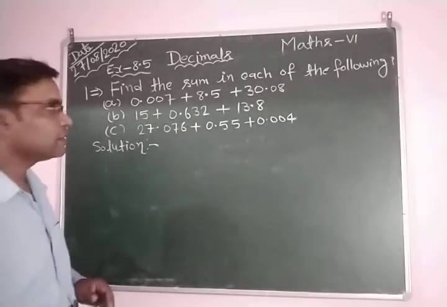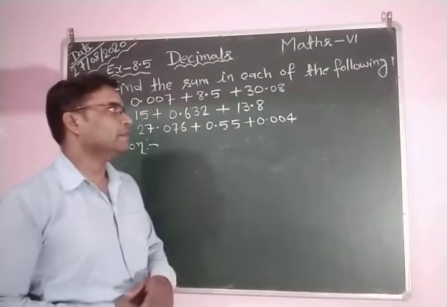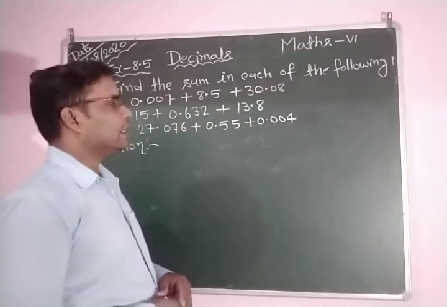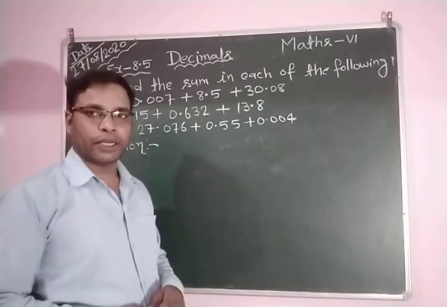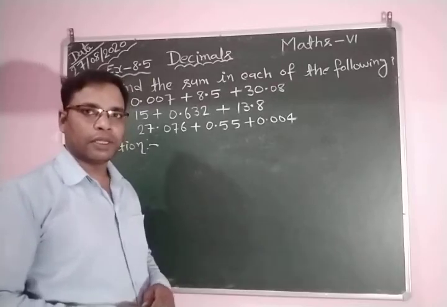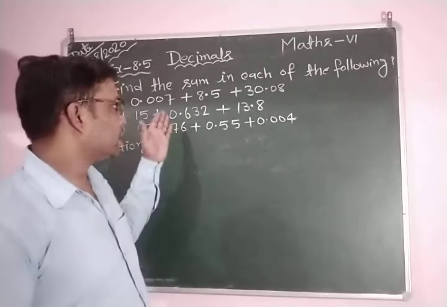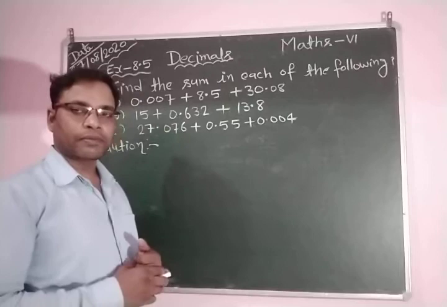0.007 plus 8.5 plus 30.08. We need to add them. Okay, so how do we sum such decimal numbers?